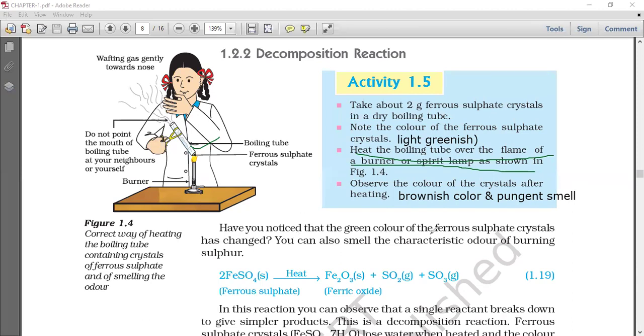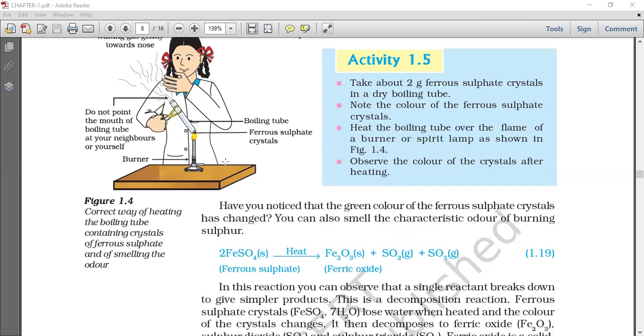Now, have you noticed the green color of the ferrous sulfate? The green color, when you have heated, changes into brown. You can also smell the characteristic odor of burning sulfur. Even when you burn sulfur, it gives a very strong smell. That smell is called pungent. The same strong smell comes from this gas when we burn this.